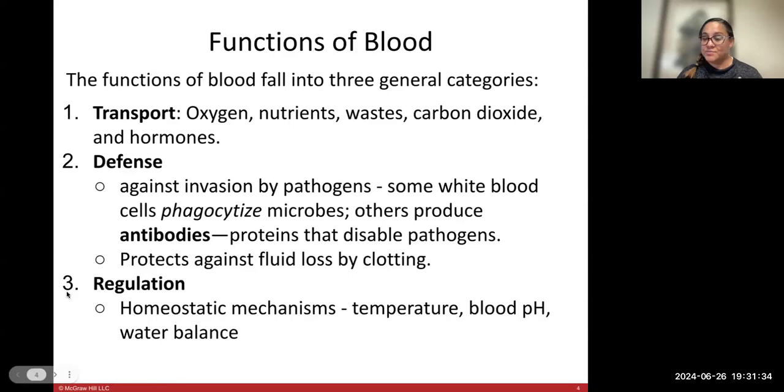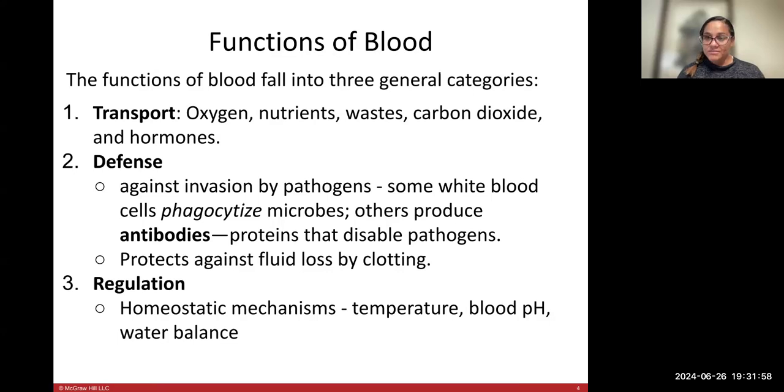Functions of blood: you've got transport of oxygen, nutrients, wastes, carbon dioxide, and hormones; and defense. We defend ourselves against invasion by pathogens. Some white blood cells phagocytize microbes, which just means they eat them. Others produce antibodies, which are proteins that will disable pathogens. Our blood protects against fluid loss by clotting.